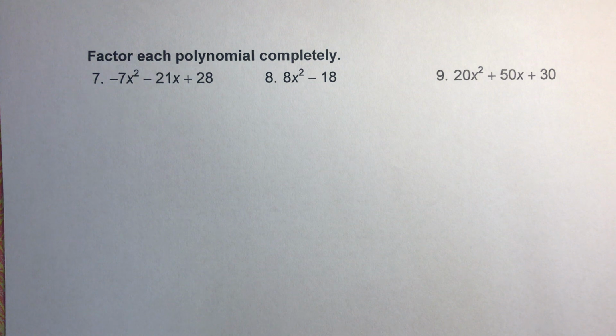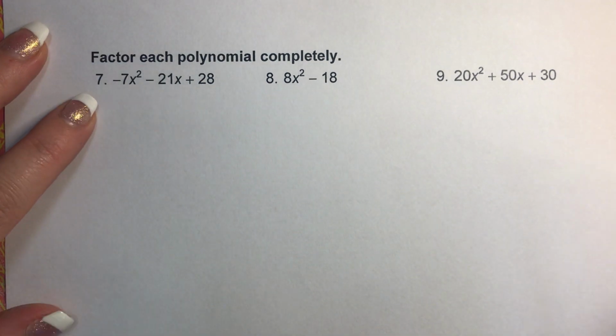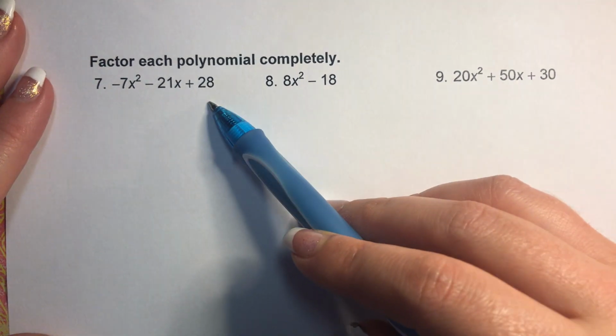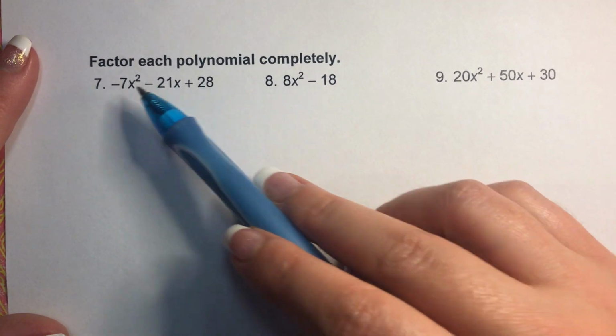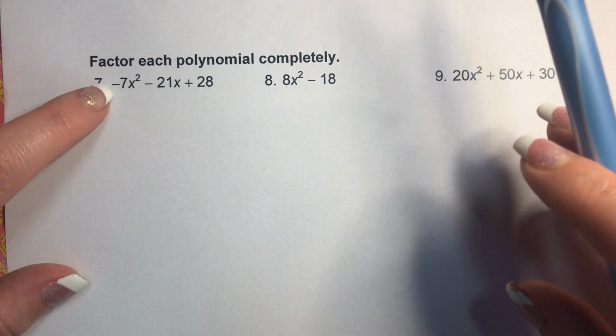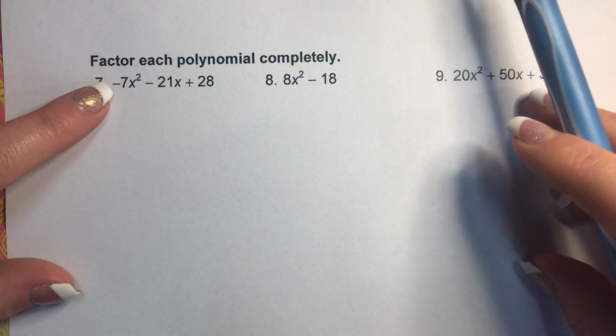Okay, we are back. Let's see. Ooh, okay, we're looking for greatest common factor, right? Is there a greatest common factor here? I would say yes, 7, right? 7 goes in there, 7 goes in there, 7 goes in there, but there's a negative in front of that x squared, so we have to factor out a negative 7.